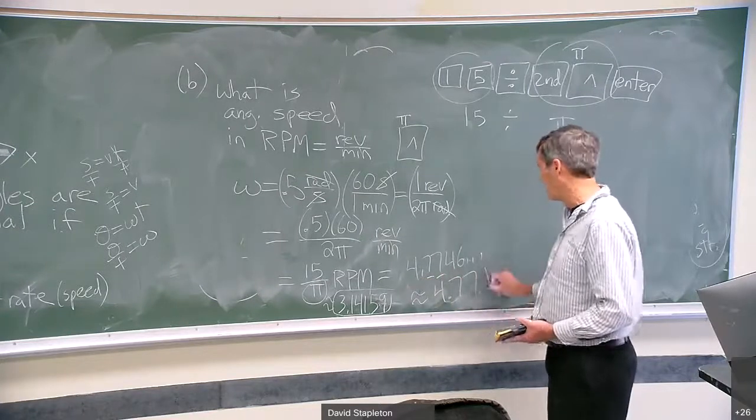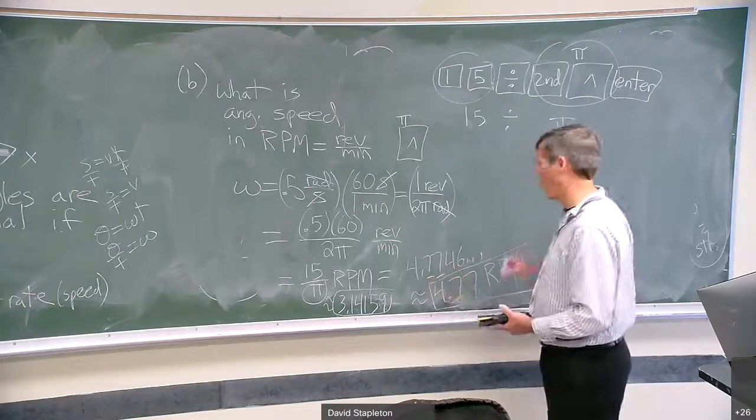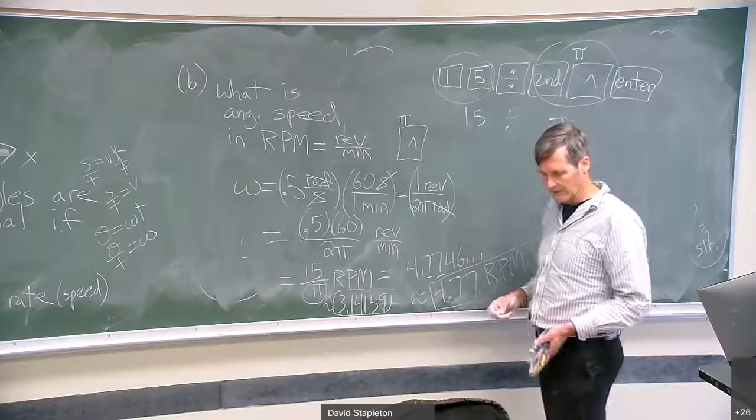And then what is it? It was RPM. I can put that in at the end. There's my answer to match the back of the homework problems. It's 4.77 RPM is how fast it's turning.